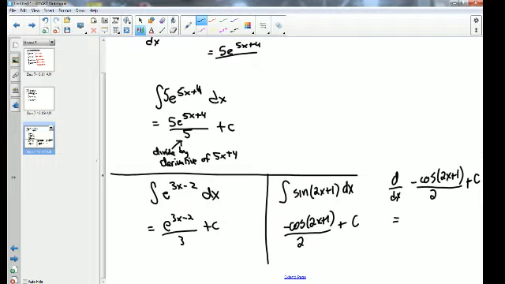Here's the chain rule problem. What's the derivative of cosine? Negative sine. So you have the negative of negative sine. Copy the inside, times 2. And the 1/2, the 2 has to travel. Plus c? No, the derivative of a constant is 0. Does this simplify to our original? Yeah, it does.